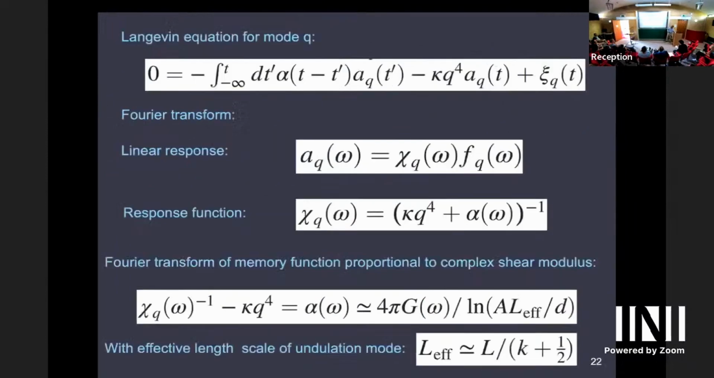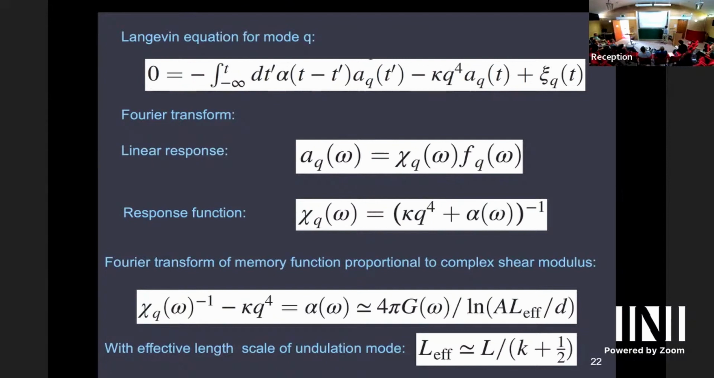So once we do that, or actually before that, we can write, of course, now the Langevin equation for a particular mode. So again, we have the memory function from the viscoelastic environment. We have the bending restoring force here, and the noise. Now, we assume linear response, so small fluctuations. We can express the amplitude of the bending mode by a response function acted on by the Fourier component of the force that's acting on the system. So the Brownian force in this case.